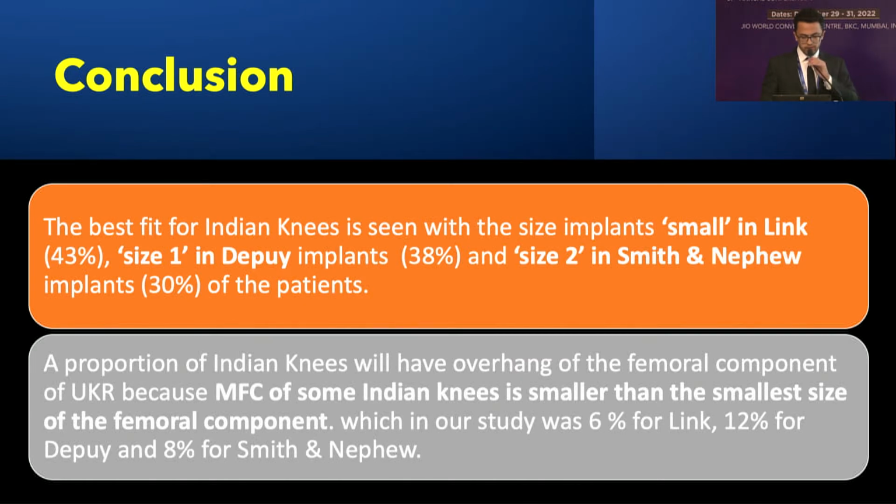So in conclusion, we found that the small size in Link was the best fit for Indian knees for that company, size 1 in Depu implants, size 2 in Smith & Nephew implants, and also an important finding that a proportion of Indian knees will have overhang of the femoral component of UKR, because the medial femoral condyle of some knees is smaller than the smallest size of the smallest femoral component, which in our study was 6% for Link, 12% for Depu, and 8% for Smith & Nephew implants.